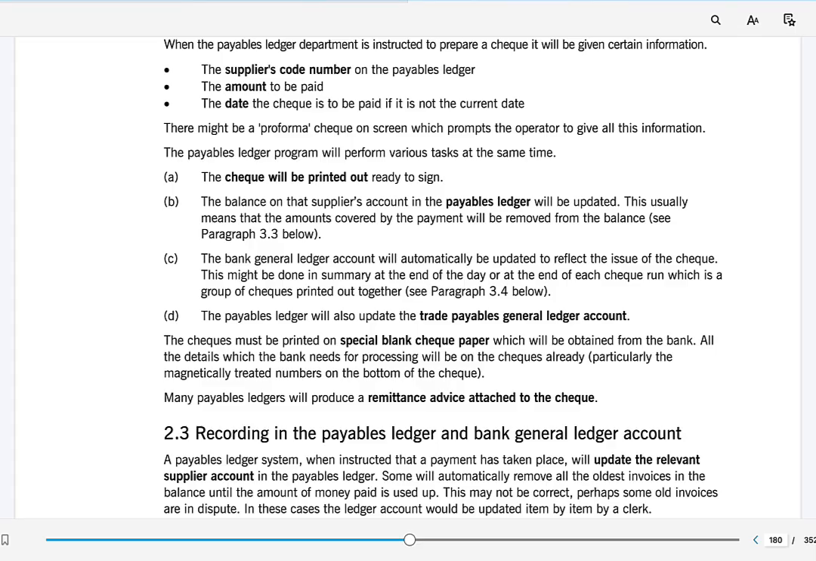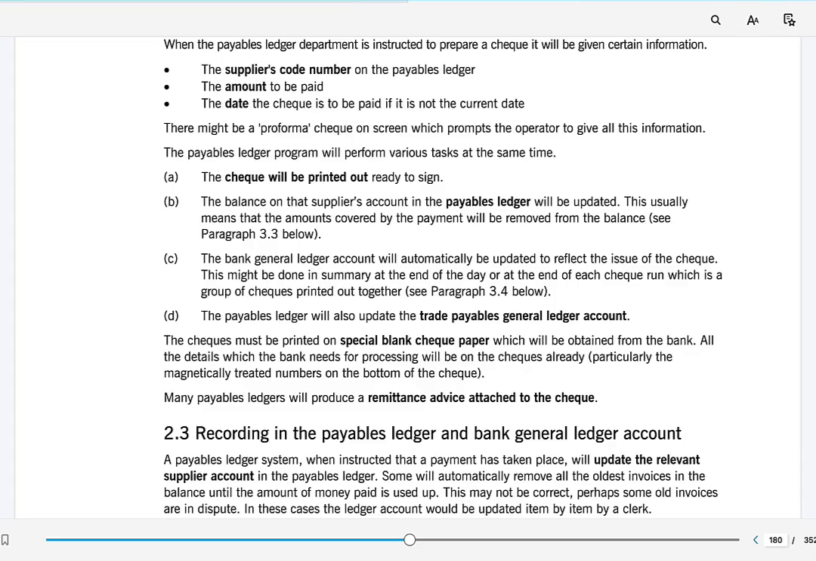Common mistakes students make and how to avoid them. Mistake 1. Students think the payment is recorded only when the check clears the bank. No. In accounting records, the payment is recorded when the check is issued because the business has made the payment decision and has sent the check.